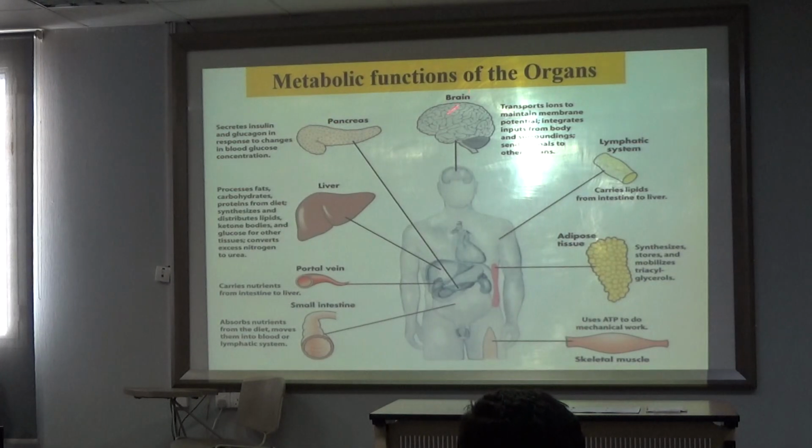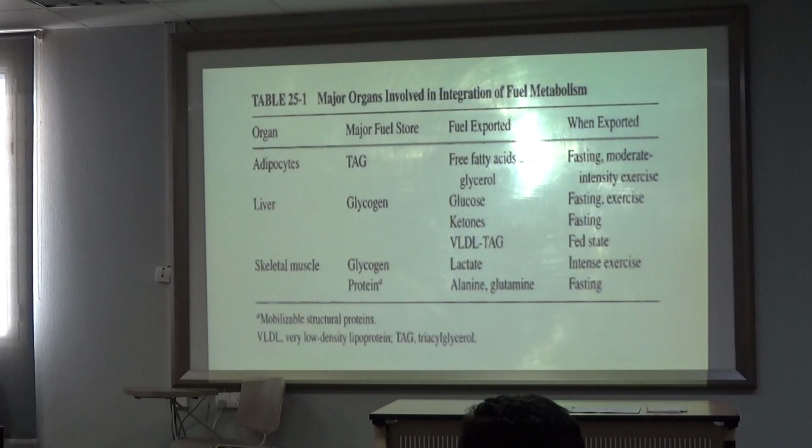So here these are the organs: brain, lymphatic systems, adipose tissue, muscles, small intestine, portal vein, liver and pancreas. These organs are very important in the metabolic system. Adipocytes, their major function is triacylglycerol storage; free fatty acid and glycerol are exported when there is fasting or you are exercising.